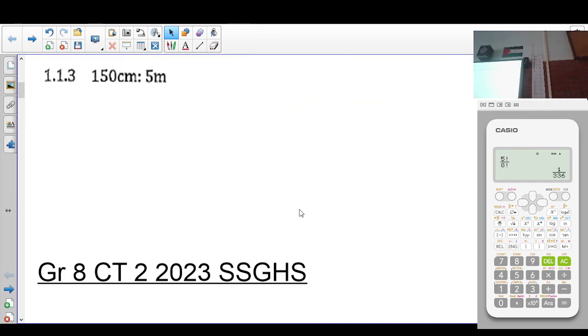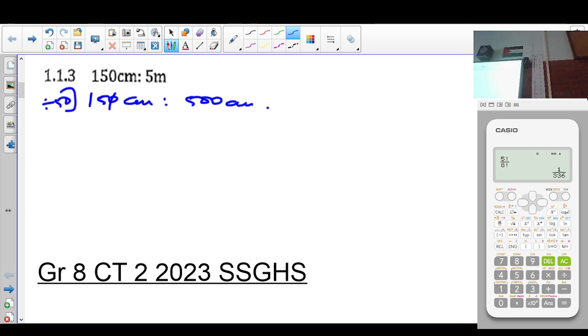The next question for 2 marks. You got 150 centimeters to 5 meters. How many centimeters are there in a meter? 100. So it's 150 centimeters. So I multiply this by 100, I get 500 centimeters. So what number goes into both without remainder? 50. That cancels. So it's 3. 5 goes into 50, 10 times.